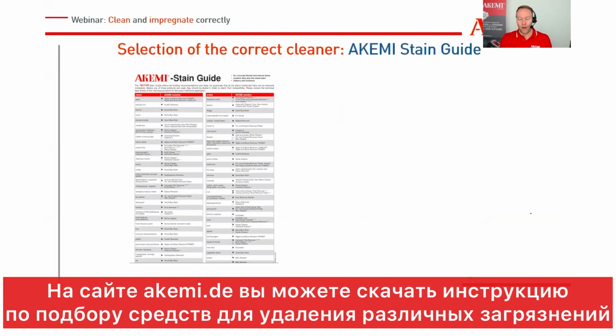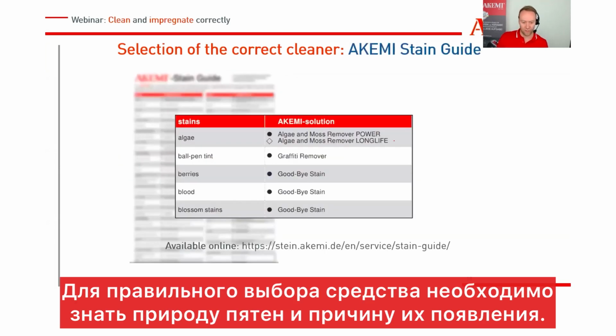Okay, and what is the best way to find the right product? First, we have the stain guide on our website. You can download it, print it out, or save it as a PDF. Here we have about 50 typical stainings on the left side, and then we always recommend the right product on the right side. I put here a little bit of zoom, a little bit of a close-up. Here it's mostly Goodbye Stain, because this is all the organic stainings: berries, blood, blossom stains. These can be removed really well with our Goodbye Stain.